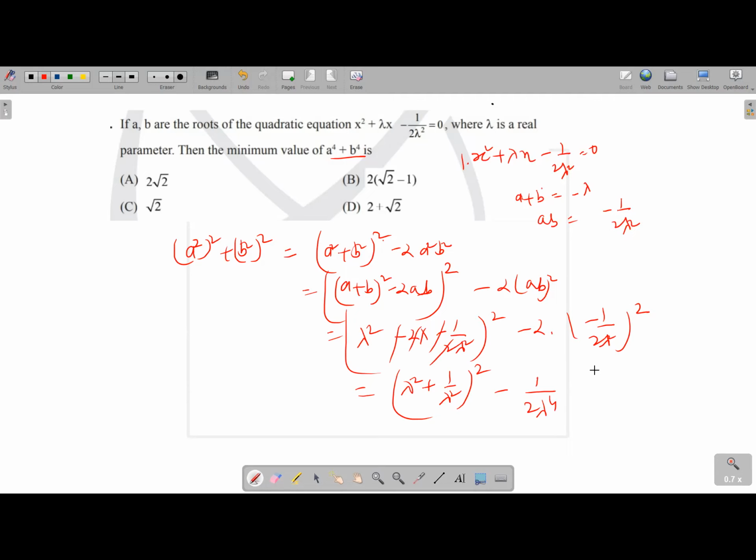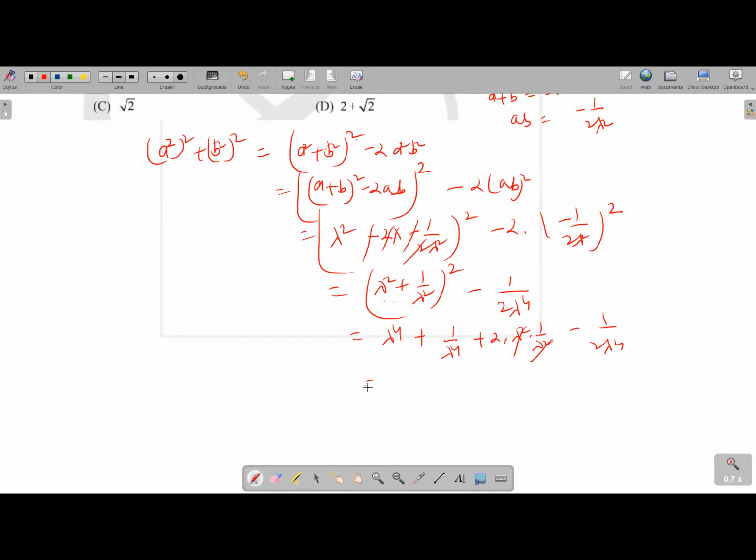Now we can see, you can open this a plus b whole square, that is a square plus b square plus 2a into b. So a into b minus 1 by 2 lambda 4. This gone. So you can see now here, this will be lambda 4 plus 2. Fine. 1 upon lambda 4 minus 1 by lambda 4 will be out. So 1 minus half, that is plus 1 by 2 lambda 4. Take LCM of these two terms, plus 2. Now you can see lambda 4 is power is even. So always positive number. Lambda 4 is always positive number.